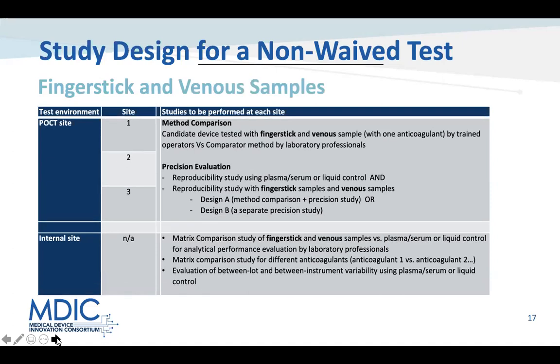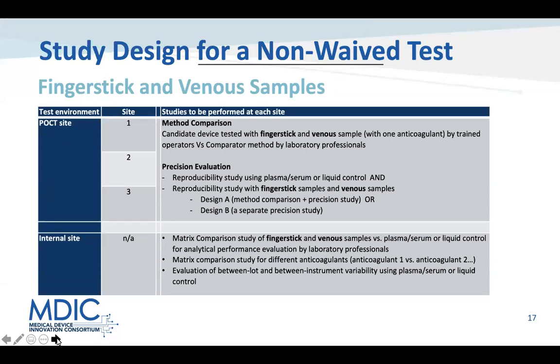We also envision that some products may have both fingerstick and venous sample indications. So this study design is combining both of them. You do a method comparison study with the fingerstick and venous sample, similar to what we did with the fingerstick. The same way, the trained operator does the testing on the candidate device, and there is also a comparator method by the laboratory professional. The precision or reproducibility study includes the surrogate sample as well as the fingerstick sample and venous sample. It's a very similar approach. You have a design A and design B, what I described in the previous slide. And the matrix comparison includes the fingerstick to the venous to the surrogate sample.